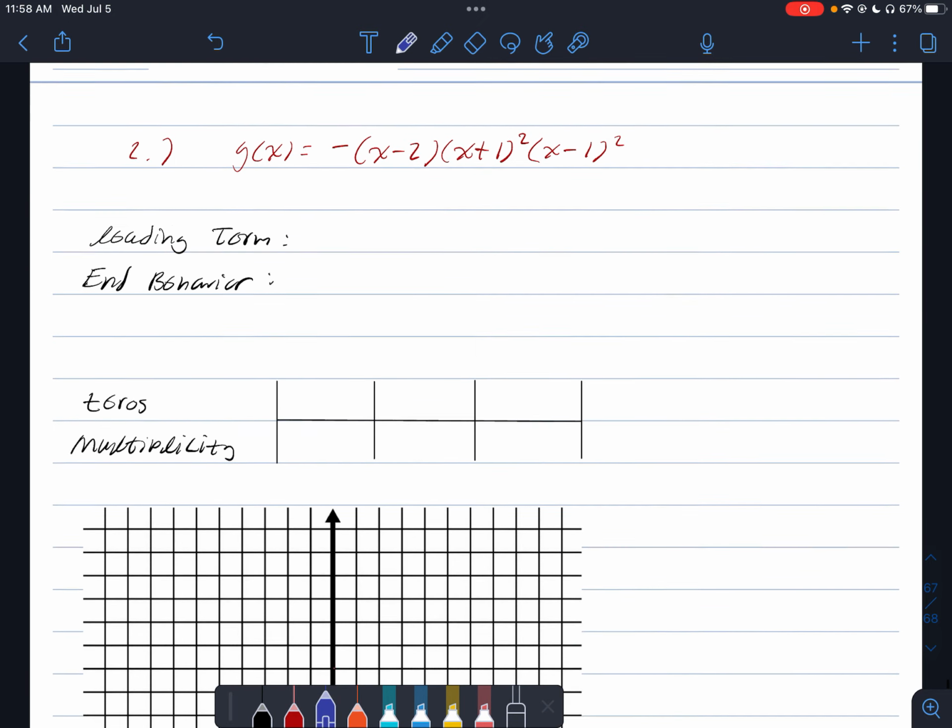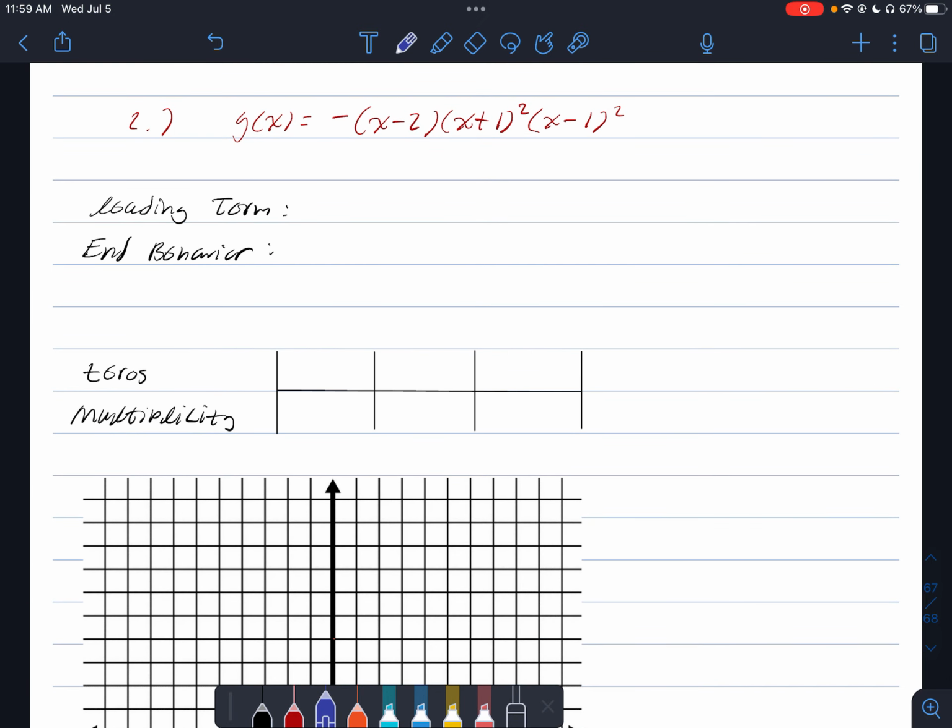Okay, so let's take a look at another example. Here we have g of x is equal to negative, or you can think of this as negative 1 times all of this, x minus 2 times x plus 1 squared times x minus 1 squared. So let's think about our leading term here. Okay, so if we were to FOIL all of this out, we have just one negative sign here since all of these are positive, so there'll be a negative sign.